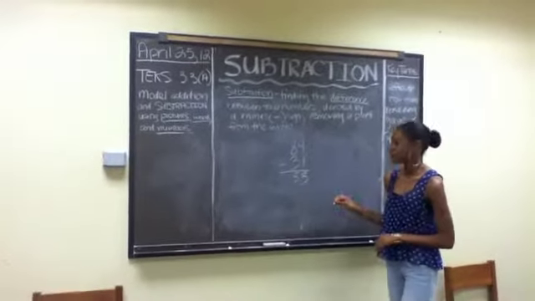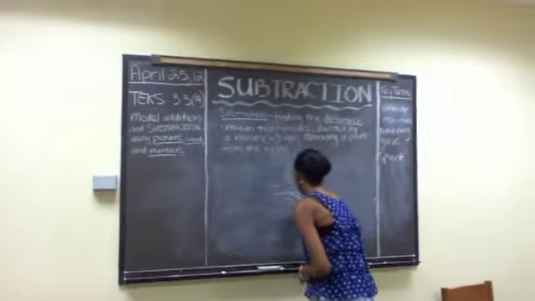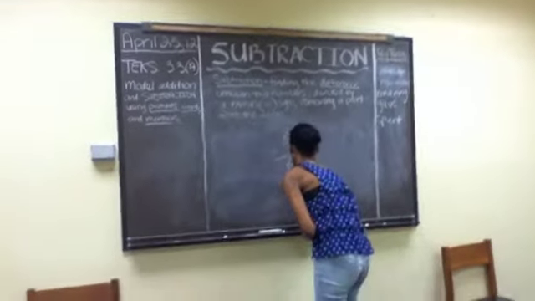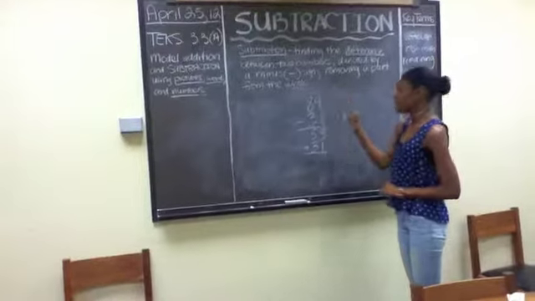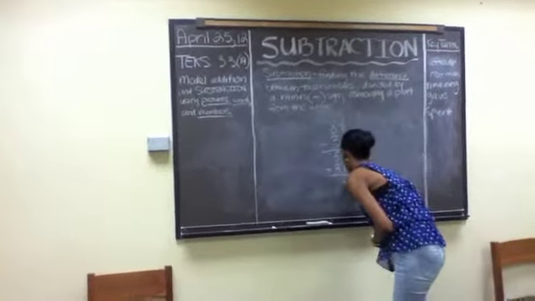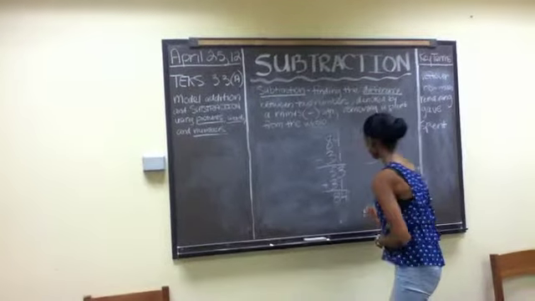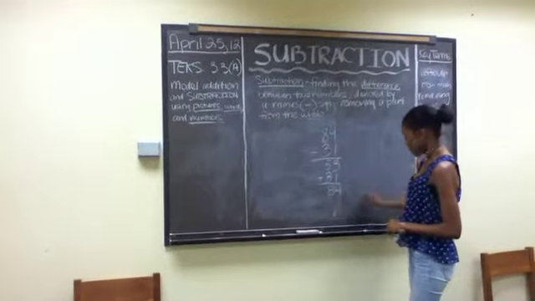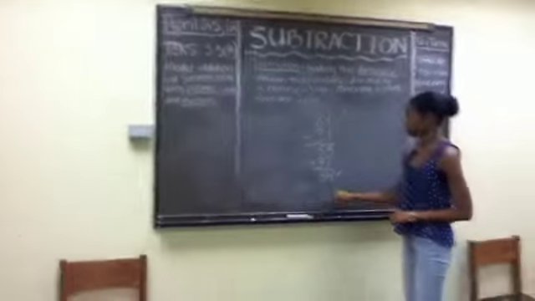But to check our answer, we're going to use addition. So what we're going to do is we're going to come down and we're going to add 31 to 53. And if we do it correctly, we should come up with 84. So 3 plus 1 equals 4, and 5 plus 3 equals 8. So we know 53 is correct because we have 84 here and here.